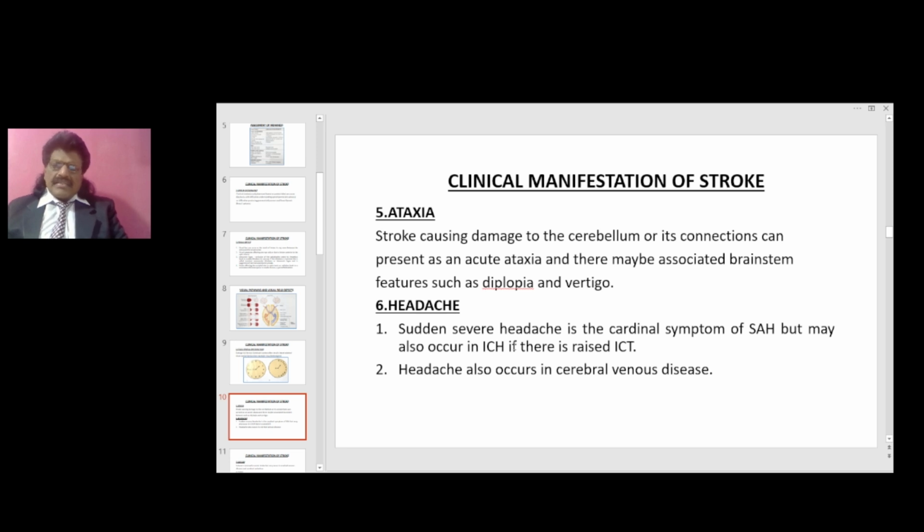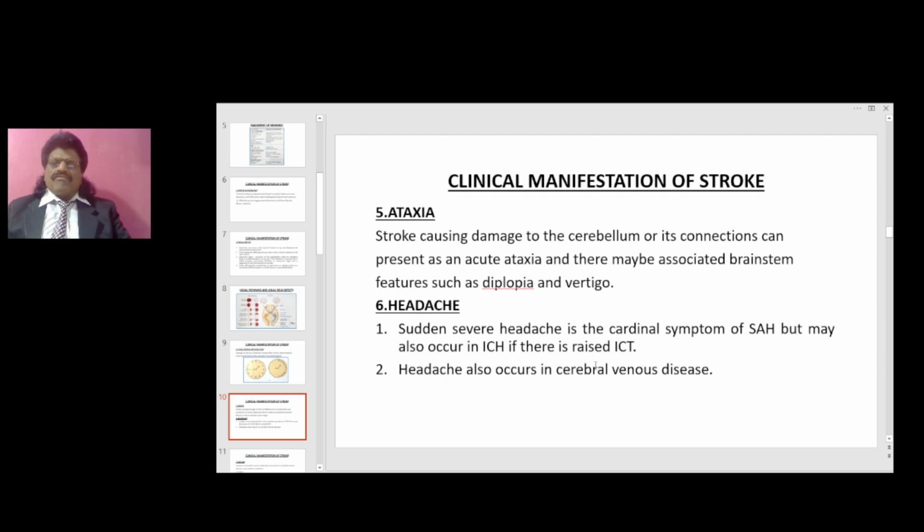They can have headache. Sudden severe headache is the cardinal symptom of subarachnoid hemorrhage, but may also occur in ICH if there is raised ICT. Headache also occurs in cerebral venous disease. Again, there is an important concept here. Brain by and large is insensitive to pain. We cut brain, there is no pain. It is only the meninges and the vessels in the meninges which are sensitive to pain, and therefore we get severe pain and headache only when the meninges or vessels of the meninges get affected.